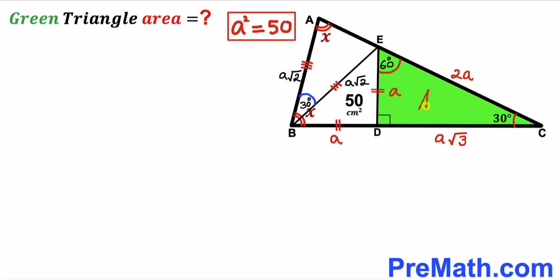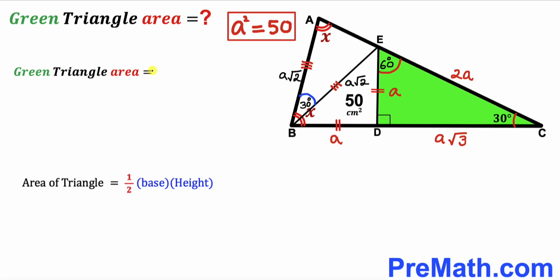Now we are going to calculate the area of this green shaded triangle. And now let's recall the area of a triangle formula once again. Area equals a half times base times the height of the triangle. And in our case, the base of this triangle is a times square root of 3 and the height is lowercase a. So therefore this green triangle area is going to be a half times our base is a times square root of 3 times the height is lowercase a.